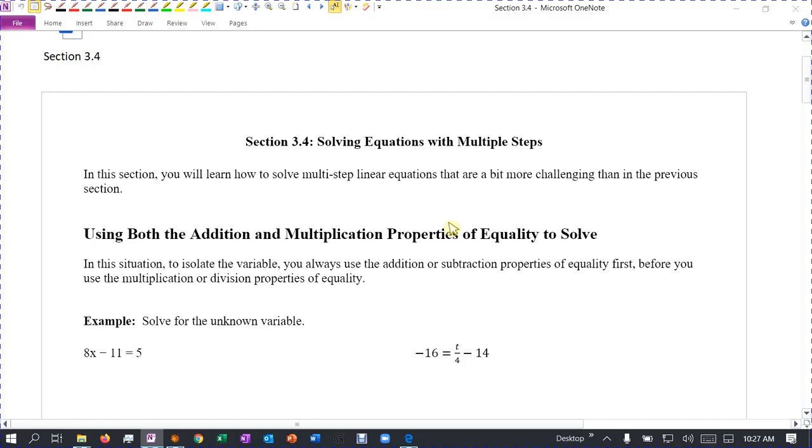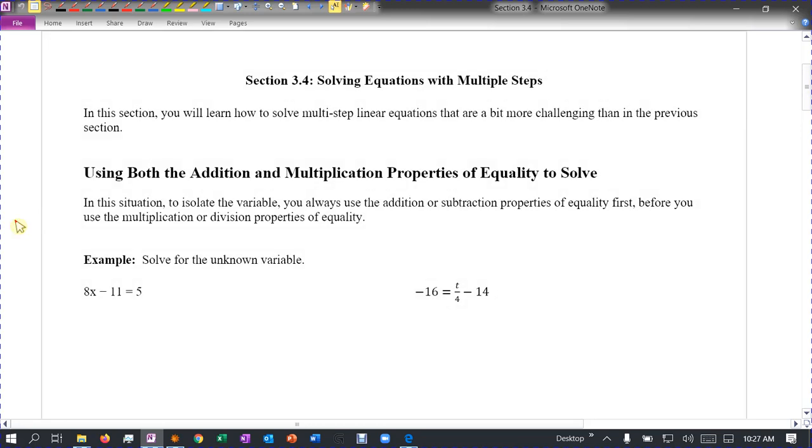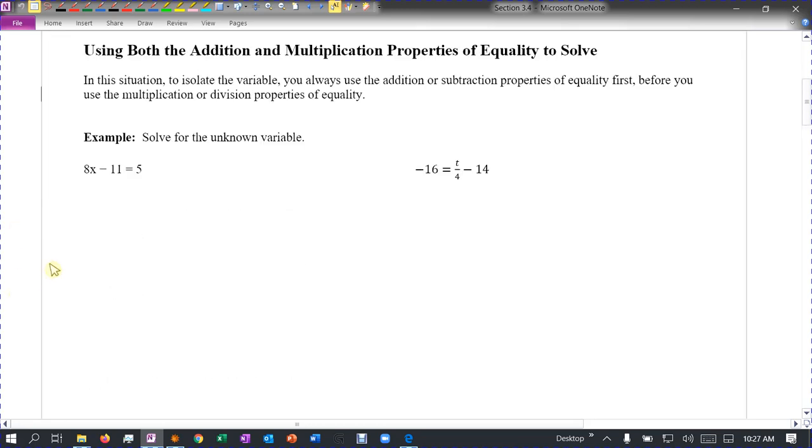Okay, in section 3.4, what we're going to be doing is solving more equations, but this time it's going to take more than one step to do it. So the first example here, what we're going to be doing is trying to solve for x. And what we want to first do when we try and solve for an equation like this is our whole goal is to try and isolate the x term by itself. So we see that we have 8x take away 11 equals 5.